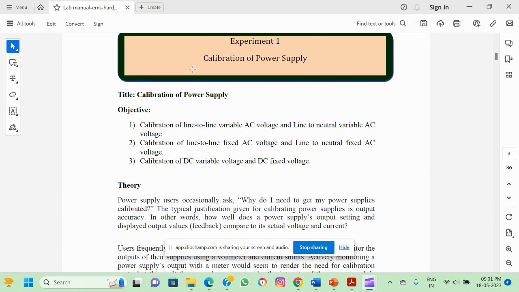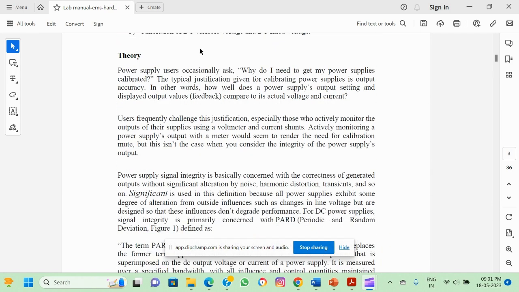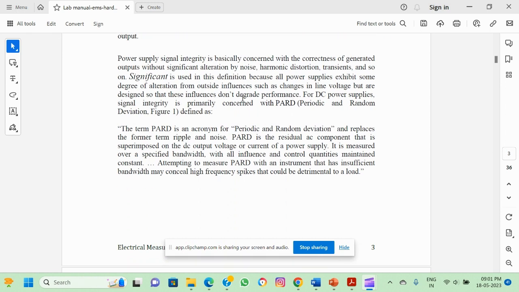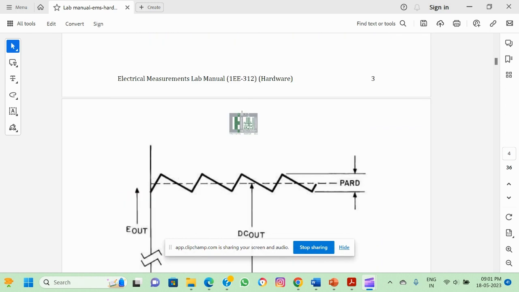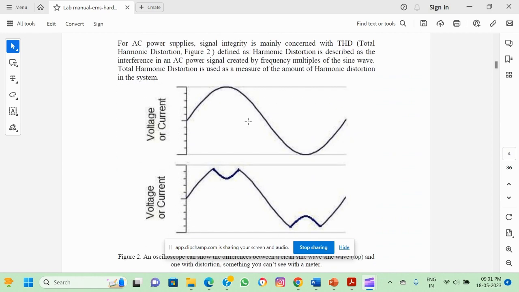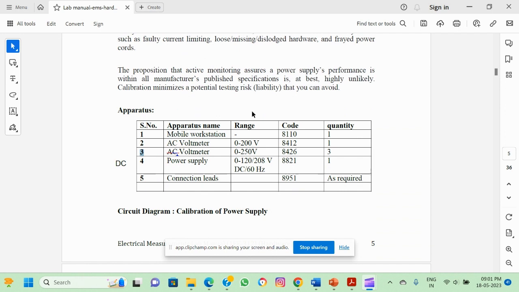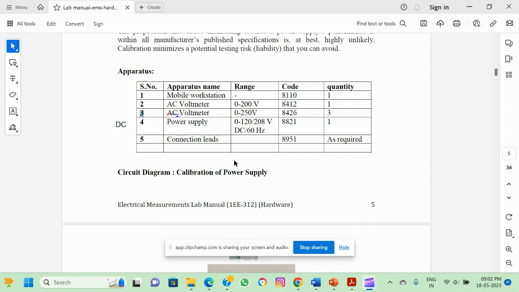Calibration means comparison. So please read the manual carefully. These acronyms may be asked in the examination: PARD, THD, all these things. The equipment required for this experiment is mobile workstation, AC voltmeter, DC voltmeter, power supply, and connection leads.